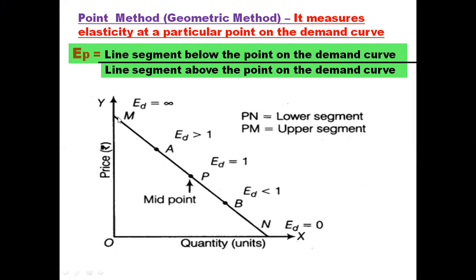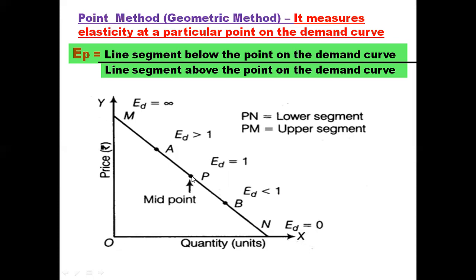So let us see. Here we measure price on the vertical axis and quantity on the horizontal axis. Here we have the demand curve. Let us consider this to be the midpoint, P. Now here the elasticity is 1. Why? Let us see why. Suppose we consider this point.